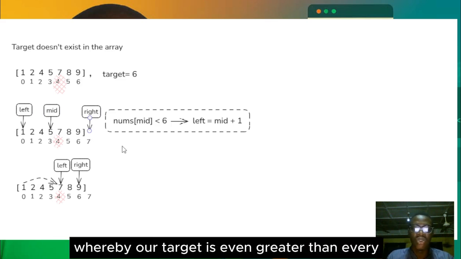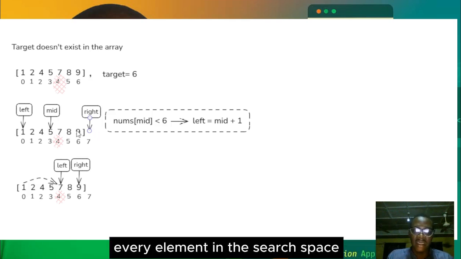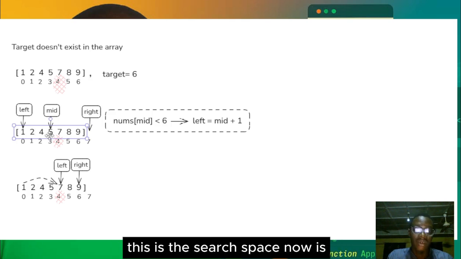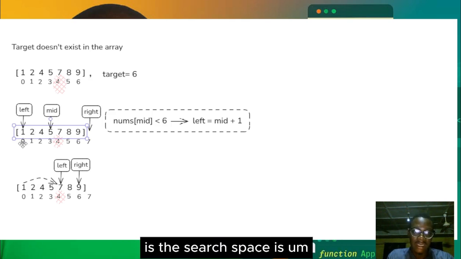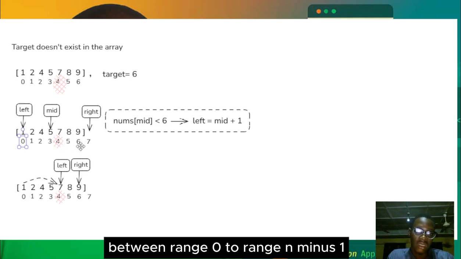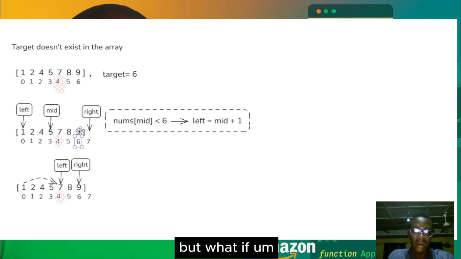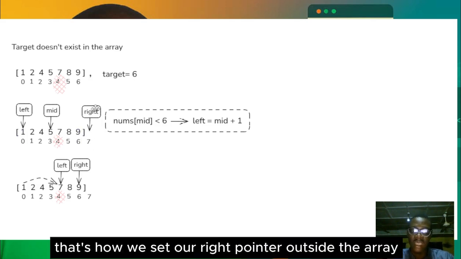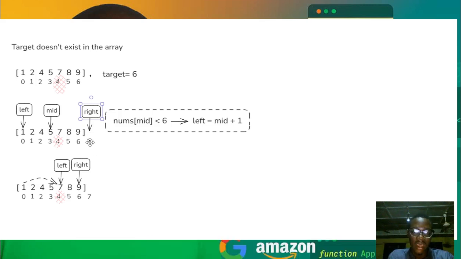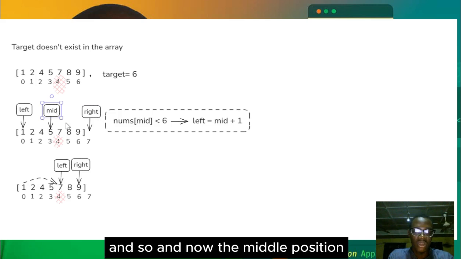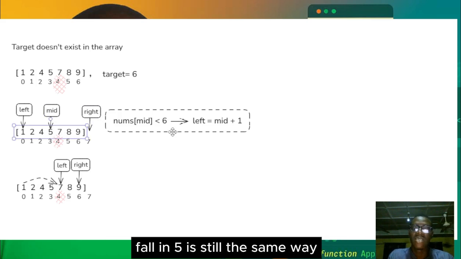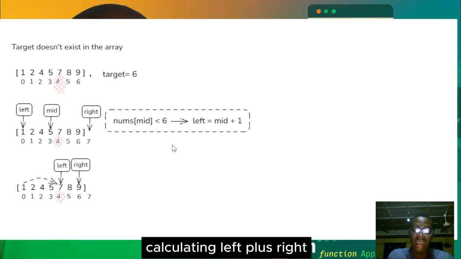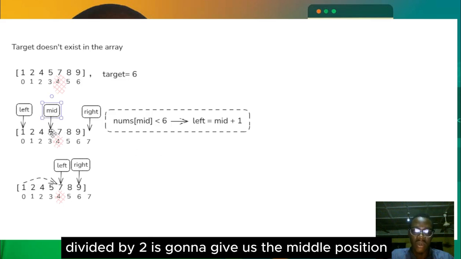Because in a situation whereby our target is even greater than every element in the search space, the search space is between range 0 to range n-1. But what if the value we are looking for is even greater than the highest number in the array? That's how we set our right pointer outside the array, that is, we place it at n. And now the middle position is calculated the same way: left plus right divided by 2 gives us the middle position.